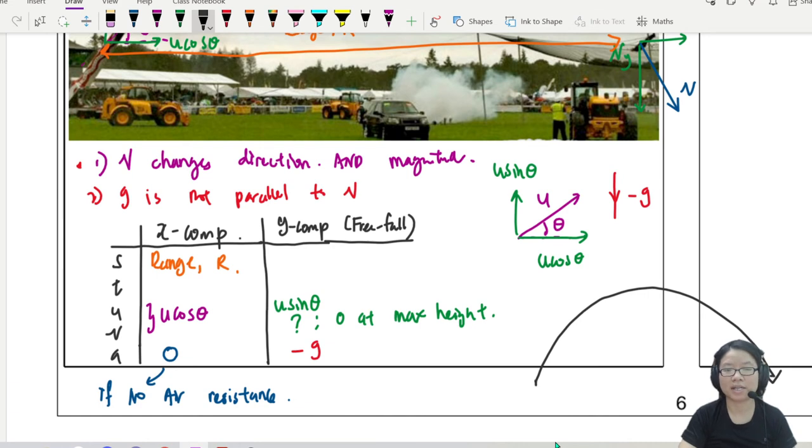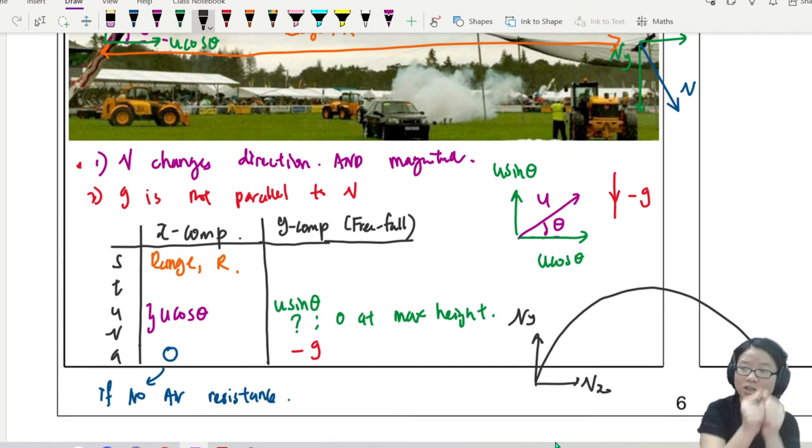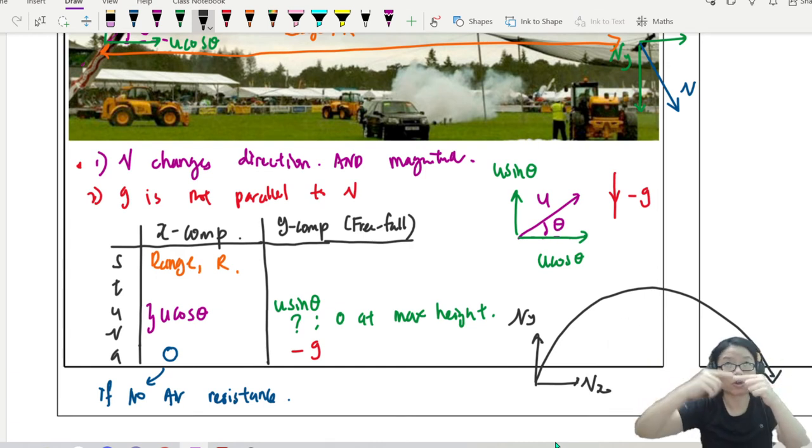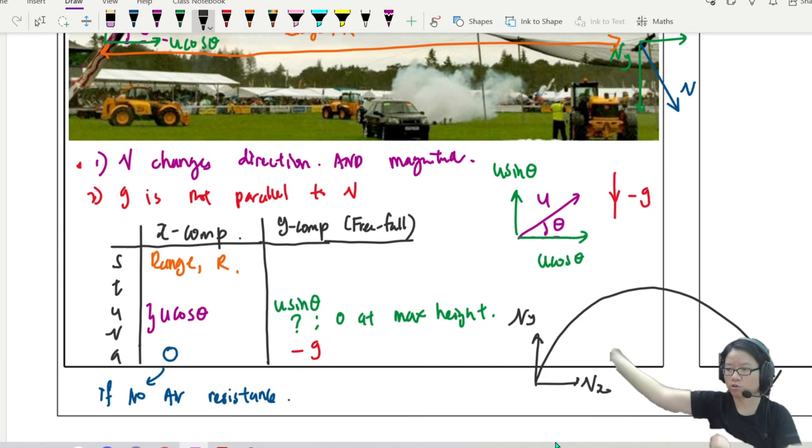Because it has this vertical velocity, but it also has this horizontal velocity. So the horizontal velocity is what stretches out your free fall. So it no longer just goes up, comes down. It will go up and then forward or sideways, depending on which angle you're throwing your stuff.